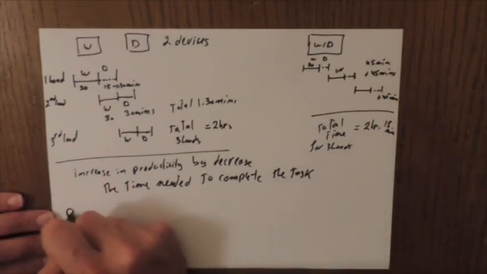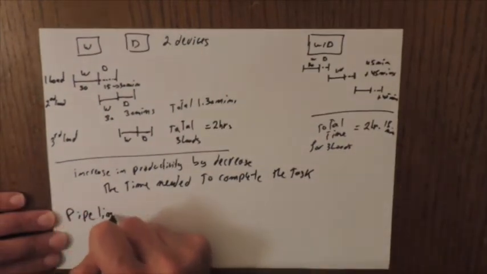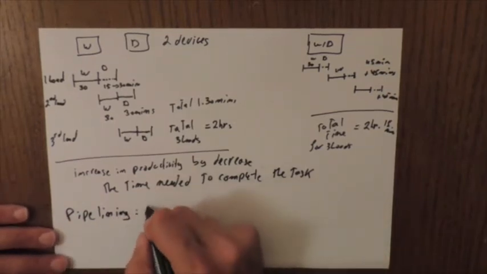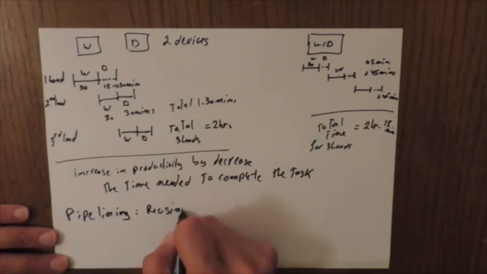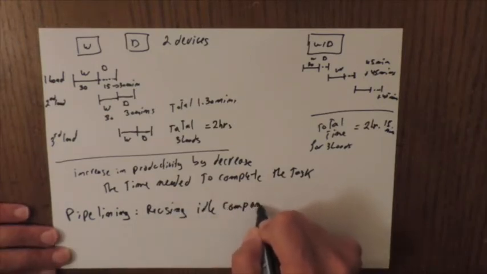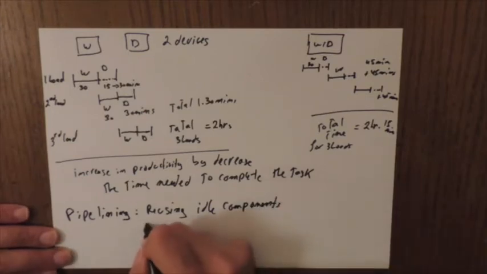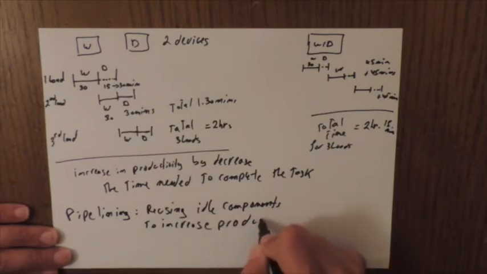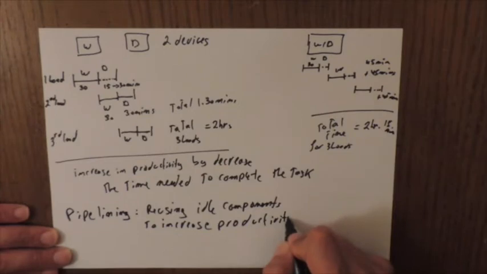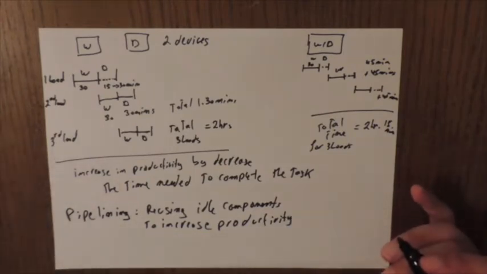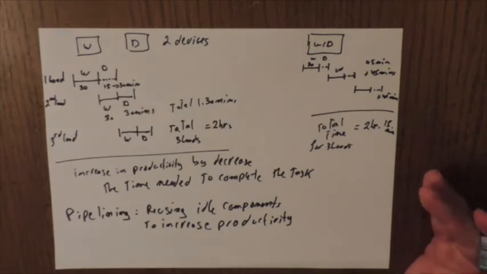So this is called pipelining, which is reusing idle components to increase productivity. So this is the washer dryer example. So how can I apply this in my processor?